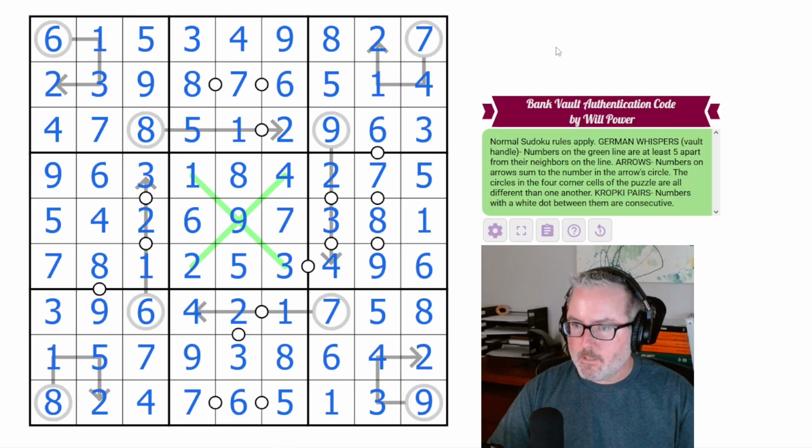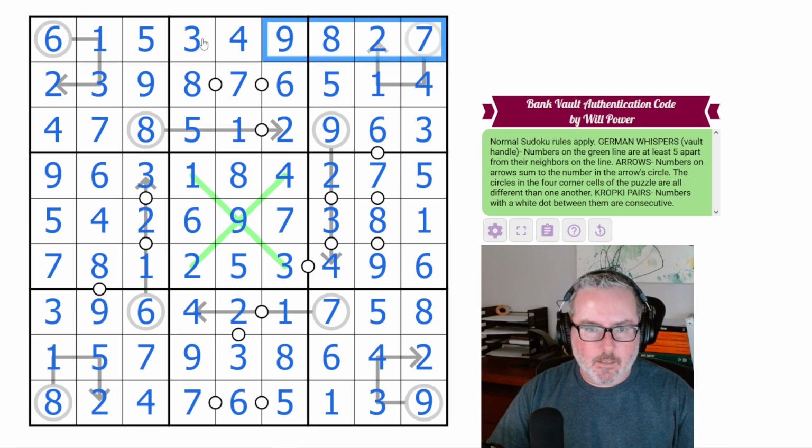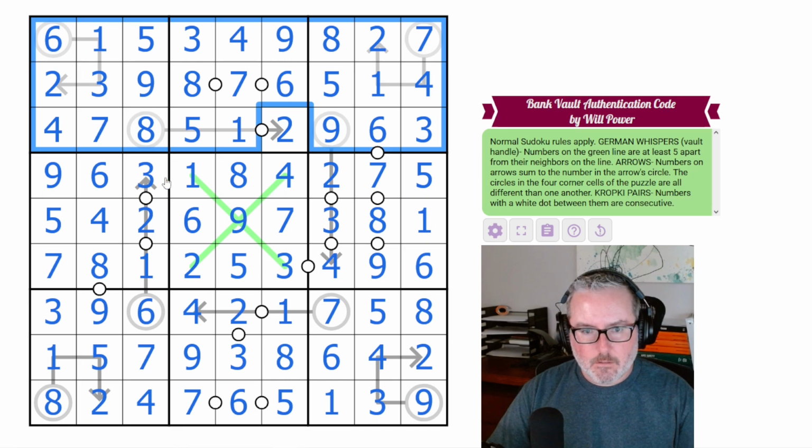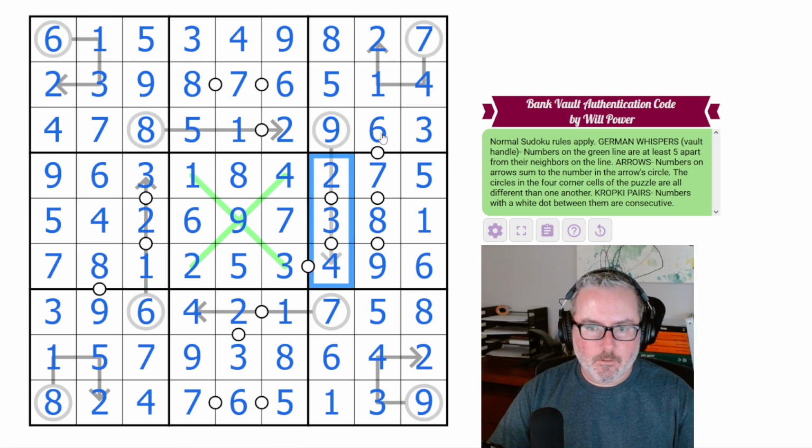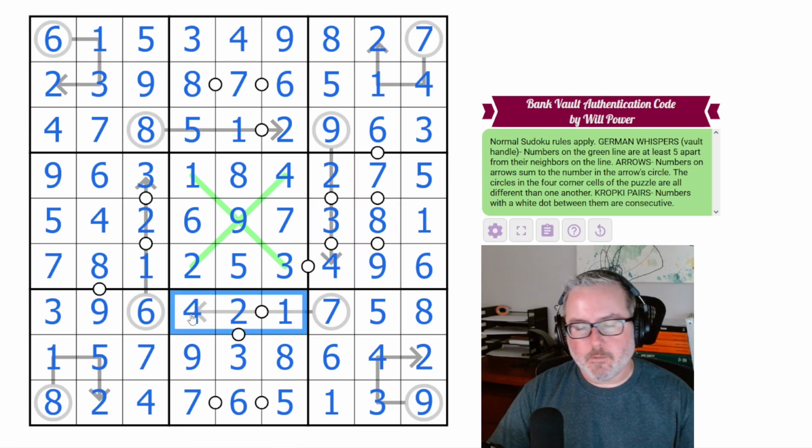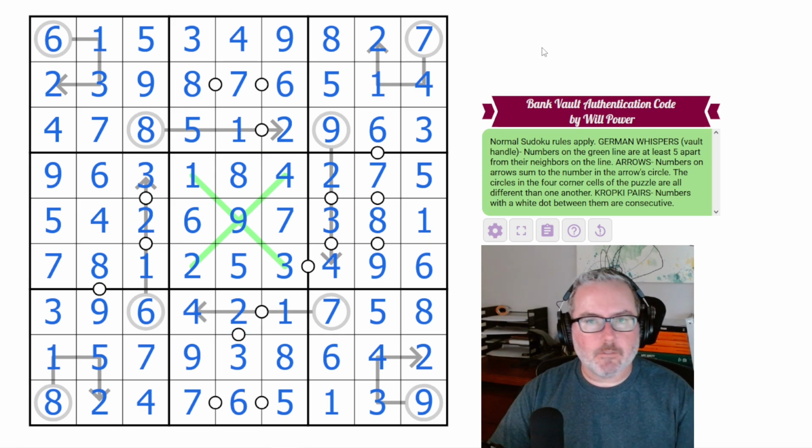But as always, this was a wonderful puzzle. Again, Bank Vault Authentication Code by Willpower. Like I said, it took me a minute to get started to figure out where the first little in was to get things moving. But once it did that, things just really took off. So again, wonderful puzzle. Really enjoyed it. Hope you all did as well. I'll see you in the next one.